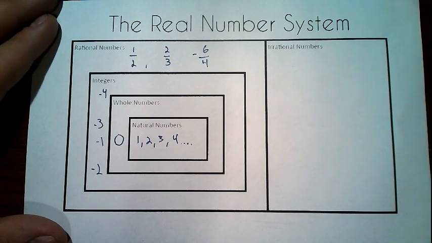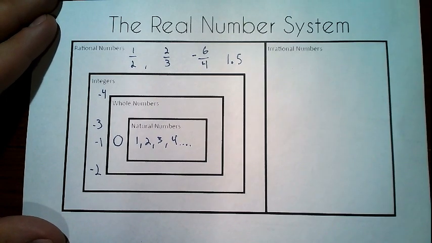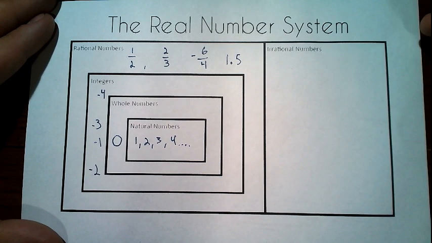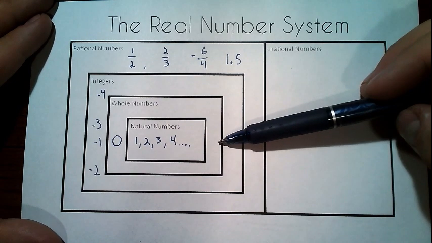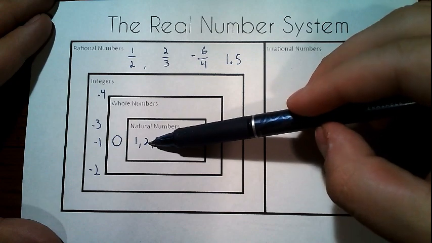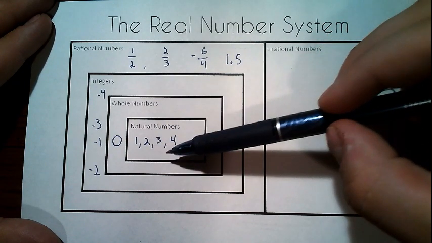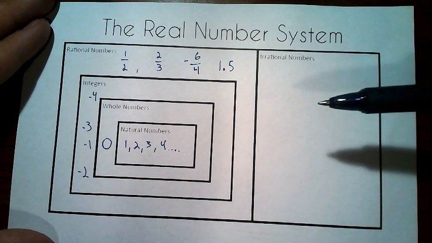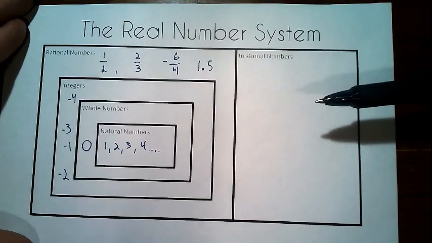Rational numbers can also be decimals. 1.5. Right? That's a rational number because it's 1.5, which can be written as a fraction. So as long as you can write a number as a fraction, it's going to be rational. This 2, right, is a rational number because I can write it as 2 over 1. Okay. Now, separately, right, we have what's called irrational numbers.